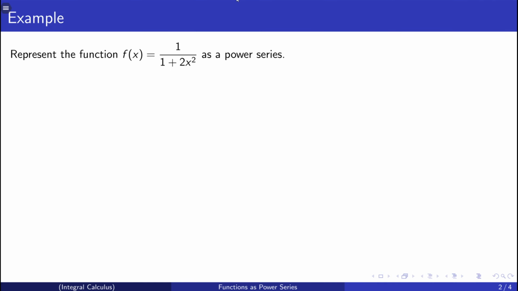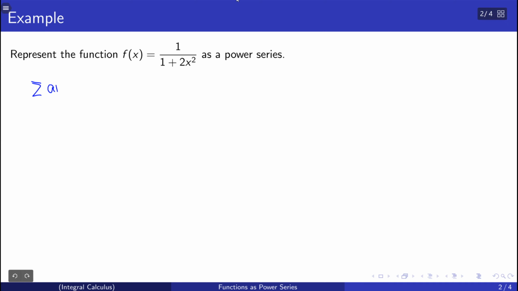So I'll give you an example to start. Take the function 1 over 1 plus 2x squared. Okay, so that's a rational function in x, right? 1 in the numerator, 1 plus 2x squared in the denominator. How do you even start representing this as a power series? Well, is there anything we can start with? Do you already know of a function that you can represent as a power series? In fact, I claim that you already know of one example.